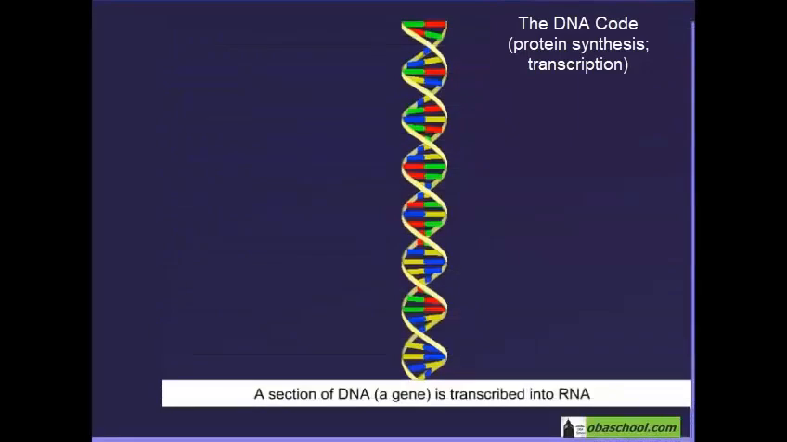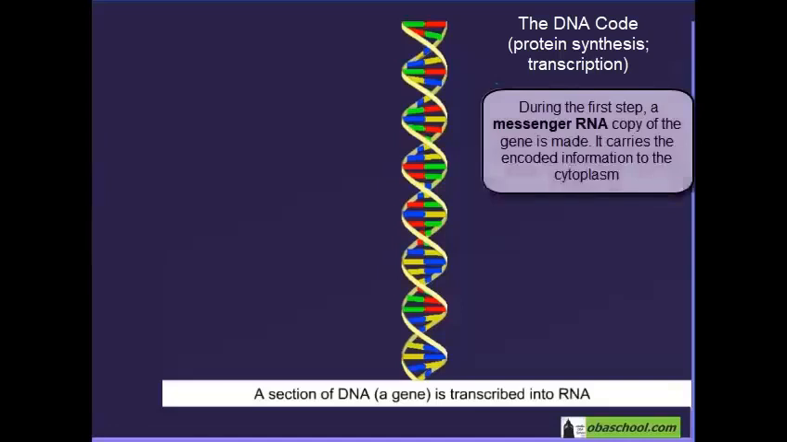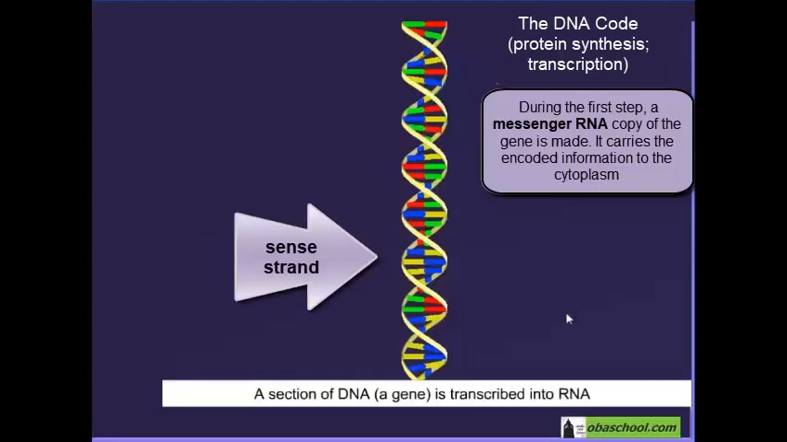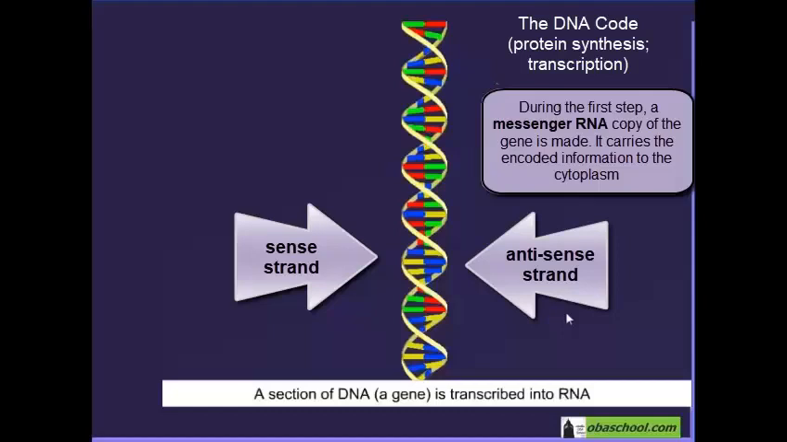The process of protein synthesis is made of two steps: transcription and translation, and they happen after each other. So we start with transcription. During transcription, the first step is that we have a messenger RNA copy of the gene that is made. This messenger RNA now carries the encoded information and leaves the nucleus into the cytoplasm.